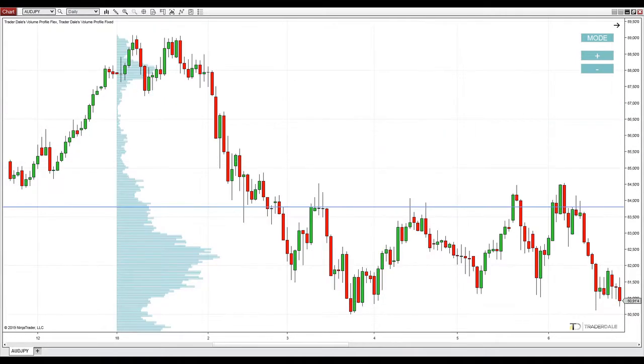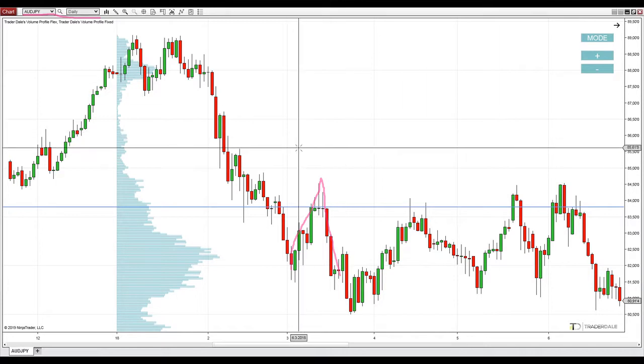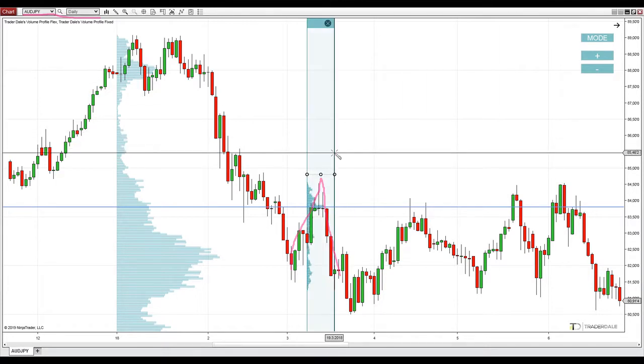The next swing trade was on the Australian dollar Japanese yen. Again, this is a daily chart. This one was based on this rejection of higher prices. I used the flexible volume profile over this period, over the rejection period.